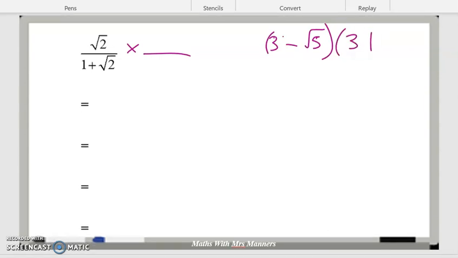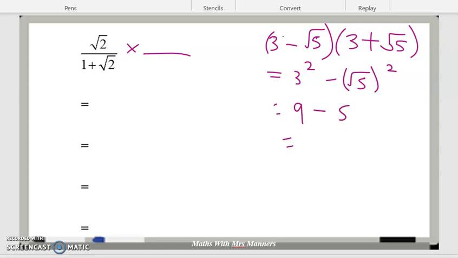That's a difference of 2 squares because you've got the same exact terms in your brackets, but in the first bracket there's a minus, in the second bracket there's a plus. If I was to expand this difference of 2 squares, it would be 3 squared, which is the first term squared, minus the second term squared, and that would give me 9 minus 5, which gives me 4. When you have a difference of 2 squares expansion involving surds, you will find you always end up with an integer. And so that is the key to rationalizing a denominator.